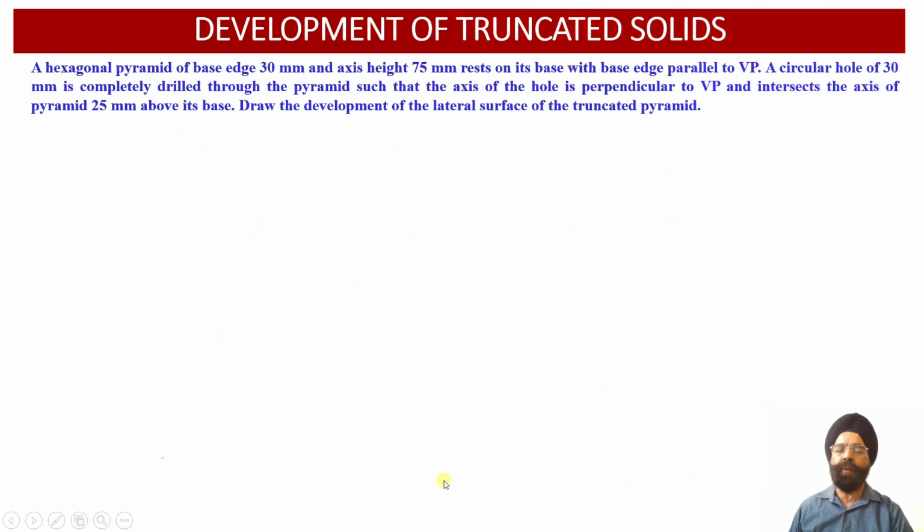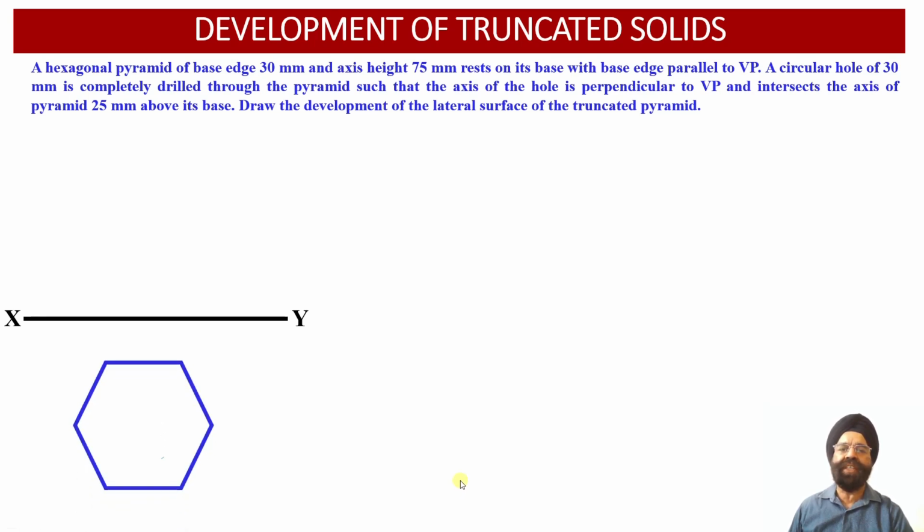With this information, we are required to obtain the development of the lateral surface of the truncated pyramid. Now let us proceed with the construction of the top view and the front view orthographic projections of this hexagonal pyramid. As the observer views this hexagonal pyramid from the top, we obtain hexagonal projections onto the horizontal plane in the top view. We know the edge length is 30 mm for this hexagonal construction, and we have marked all 6 points of the base of this hexagonal pyramid in the top view.